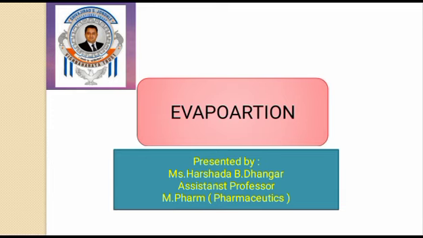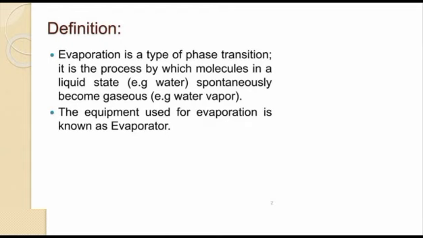So I will list my topic, evaporation chapter. Definition: evaporation is a type of phase transition. It is the process by which the molecules in a liquid, for example water, spontaneously become gaseous, for example water vapor. The equipment used for evaporation is known as an evaporator.